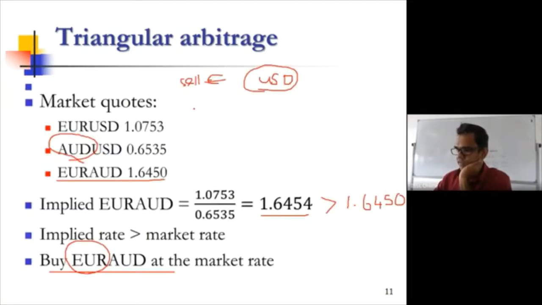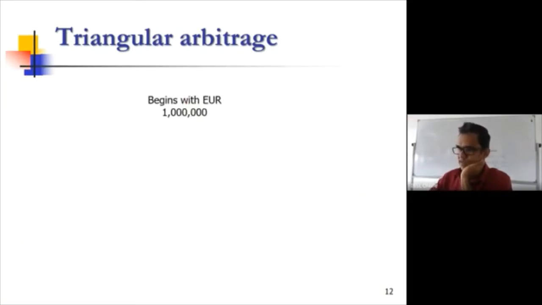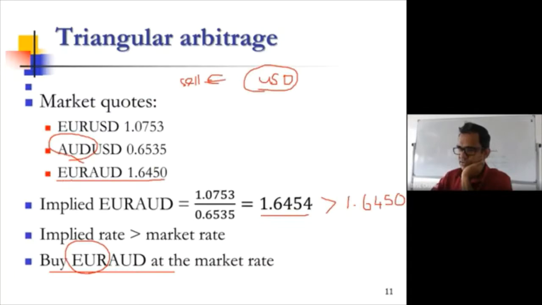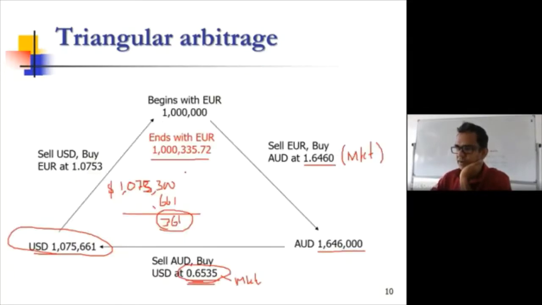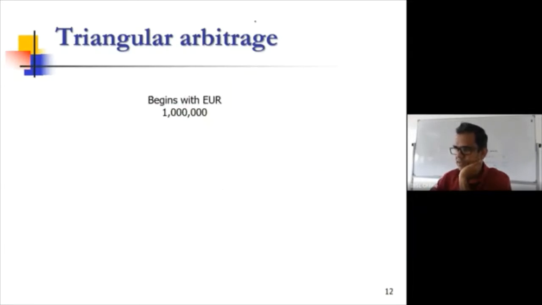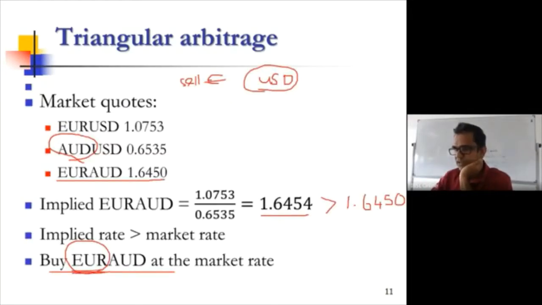So again, you start with euro. Can someone explain why we started with euro here, even in the previous example and in this example? This is the base currency in the cross rate. That's why we start with euro. So we start with the base currency of the cross rate.